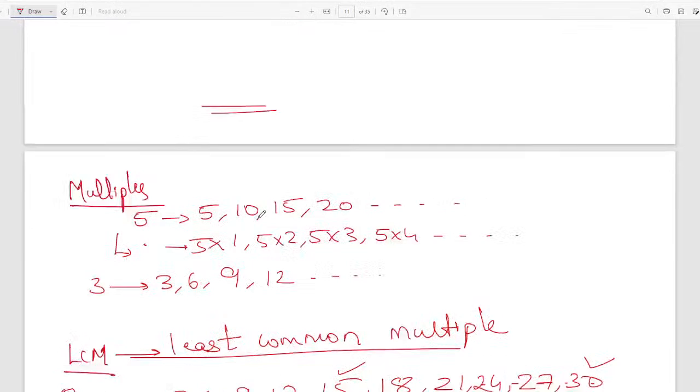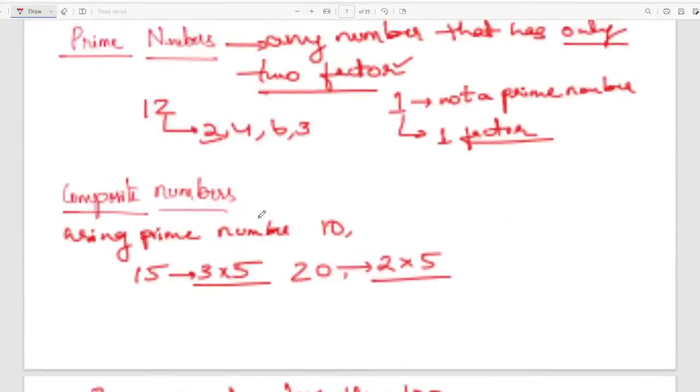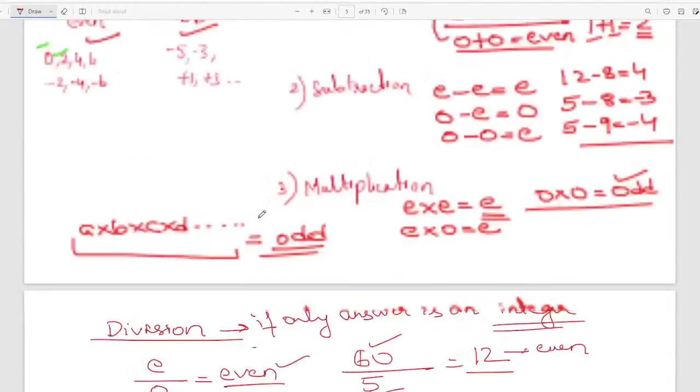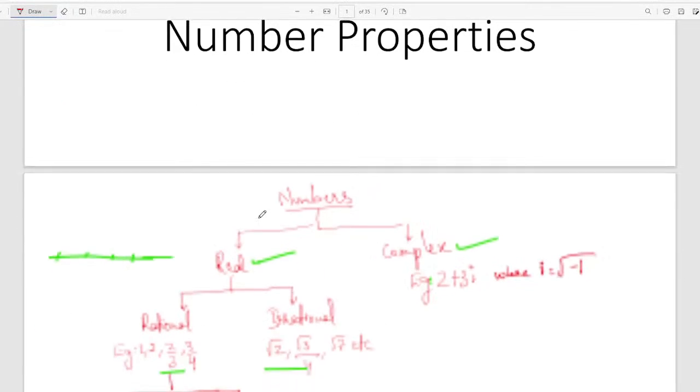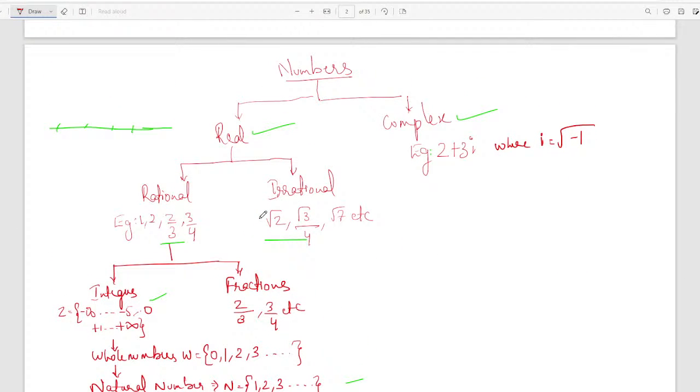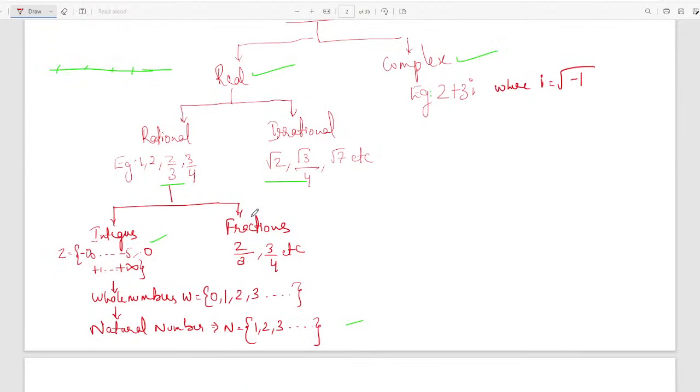We have covered odd and even. I'll just go back once again and give a refresher. We have seen what numbers are, and the classification of numbers as real numbers and complex numbers. Real numbers can further be divided into rational and irrational numbers. Real numbers are those numbers that can be represented on a number line. Complex numbers cannot be represented on a number line. Real numbers can be segregated into rational numbers and irrational numbers. Rational numbers are numbers consisting of integers and fractions. In fractions, we have recurring numbers.